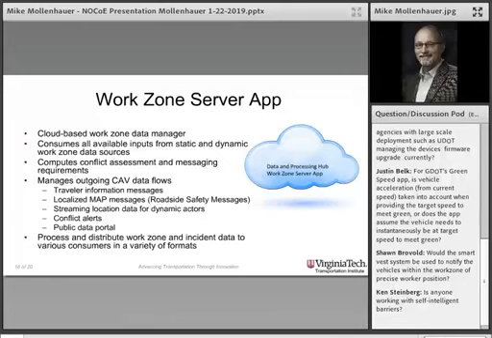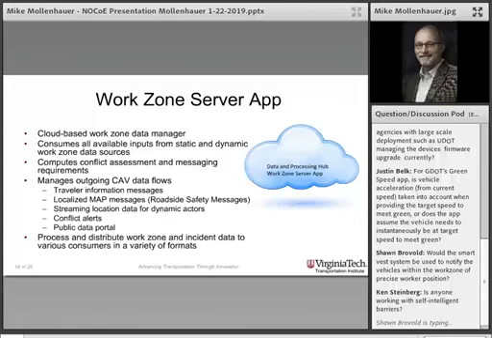I mentioned that work zone server application. We do run a work zone data manager. This is essentially taking in all the work zone data and turning it into reasonable outputs. Right now, that's a travel information message. In the future, we expect that to have more detail, something like a roadside safety message, which has been proposed and is working its way through some of the standards organizations, that can give more detailed information about a localized map message that helps you navigate through that work zone area.